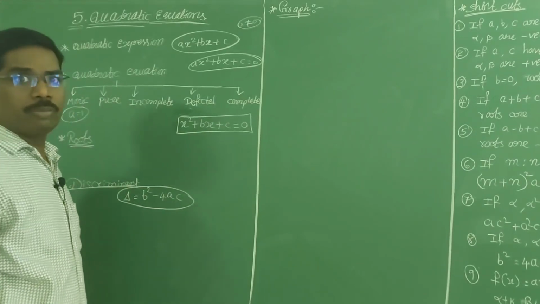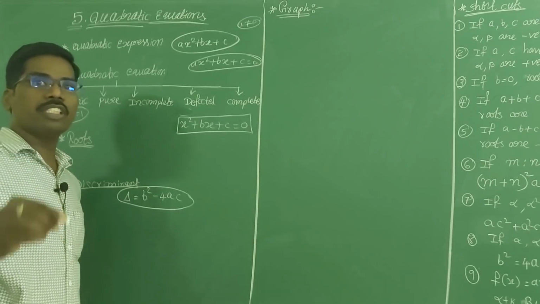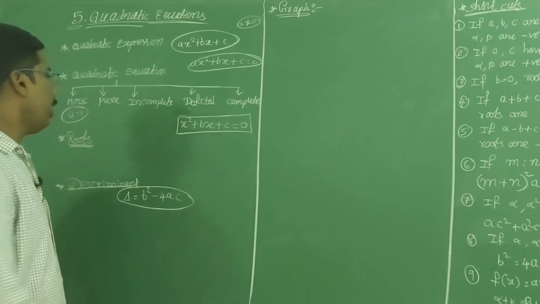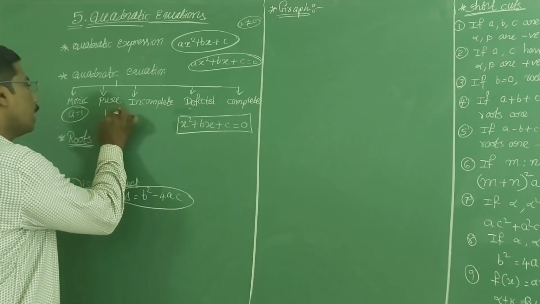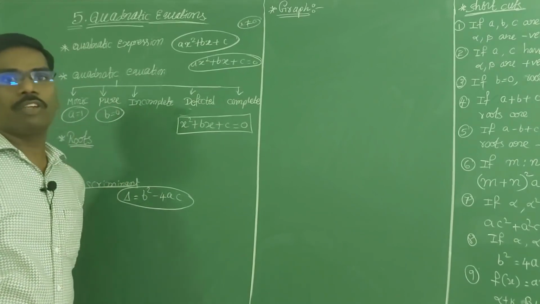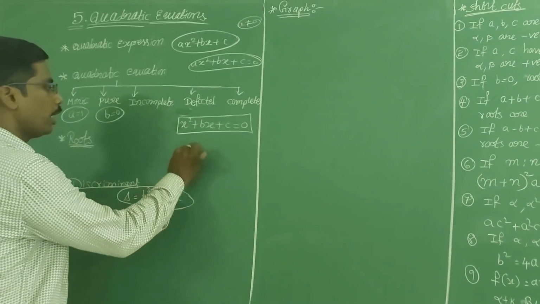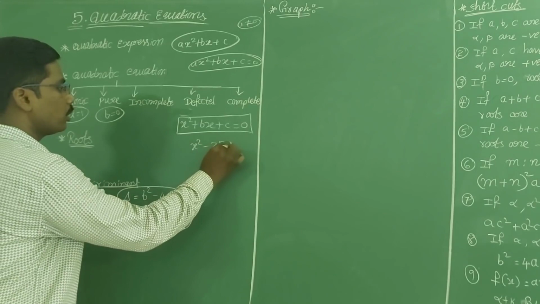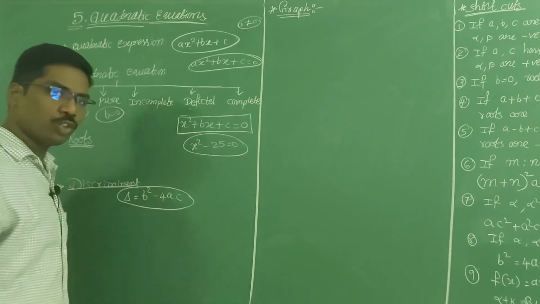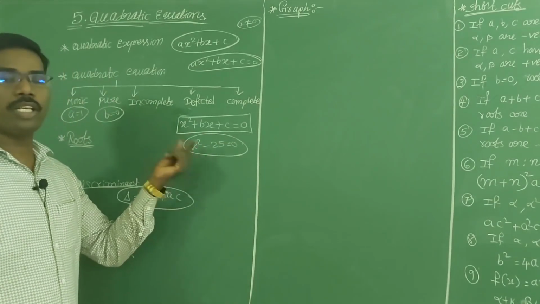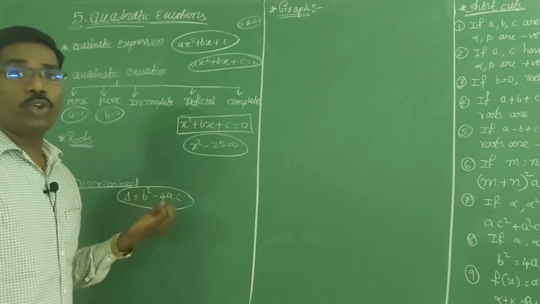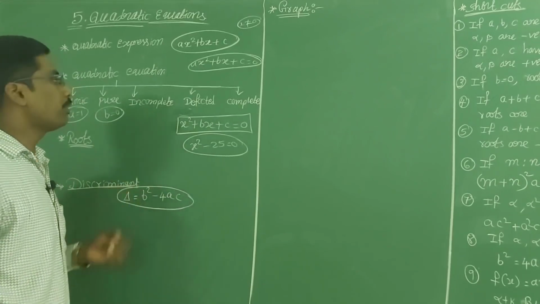Now, pure quadratic equation. In a quadratic equation, if b is equal to 0, then that is called a pure quadratic equation. For example, x square minus 25 is equal to 0. In this equation there is no b value, so this is said to be a pure quadratic equation.